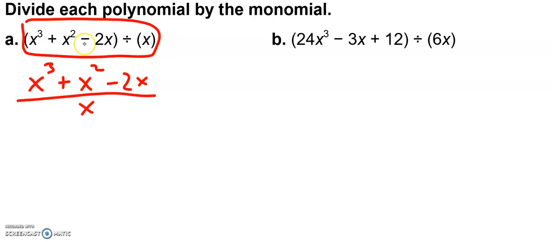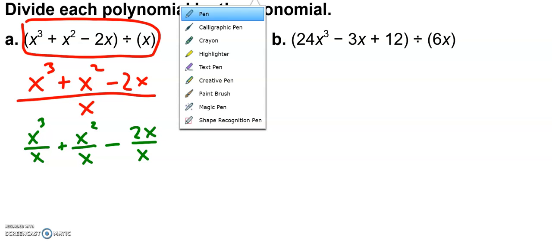Whenever we divide any polynomial by any other polynomial, and it doesn't even have to be polynomials, this is just true in general, and the numerator has addition or subtraction in it, then what this is literally saying is each one of these terms in the numerator is divided by the denominator. And so that is the process that I'm going to use whenever I'm dividing by a monomial. So I can separate this into x to the third over x plus x squared over x minus 2x over x.